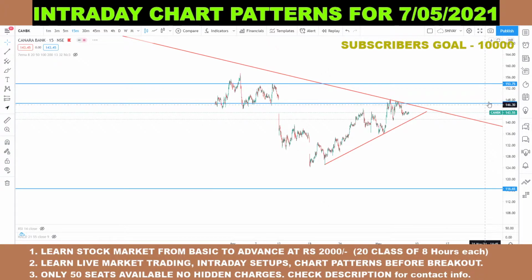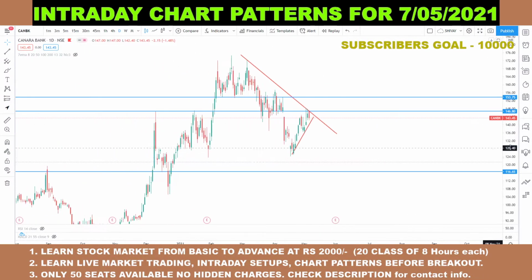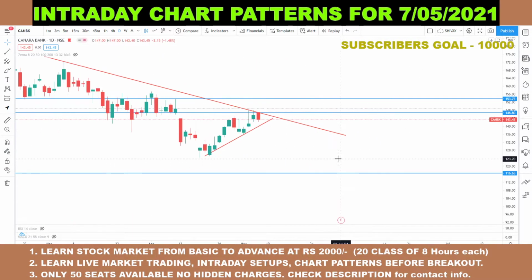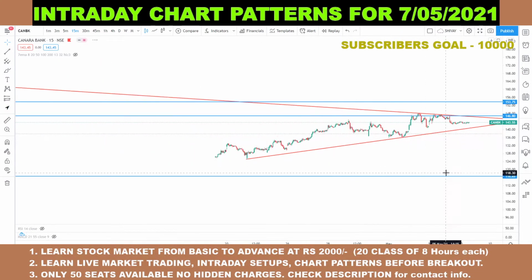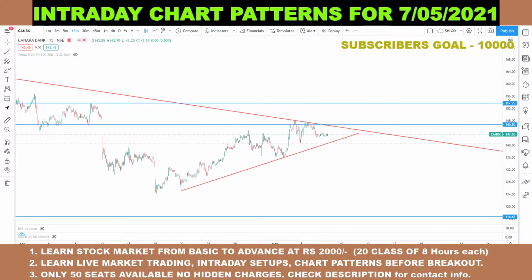Let's see this stock, Canara Bank. If you watch this stock in the daily time frame, you will find that it has made a bearish engulfing kind of candlestick pattern. If the stock goes below today's low and makes another low for 15 to 20 minutes, then you can short this stock for easy targets of these levels.